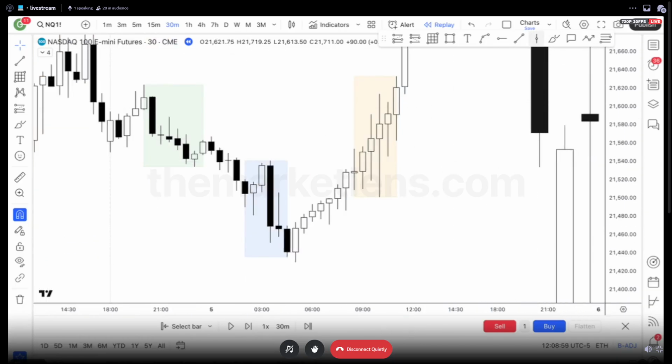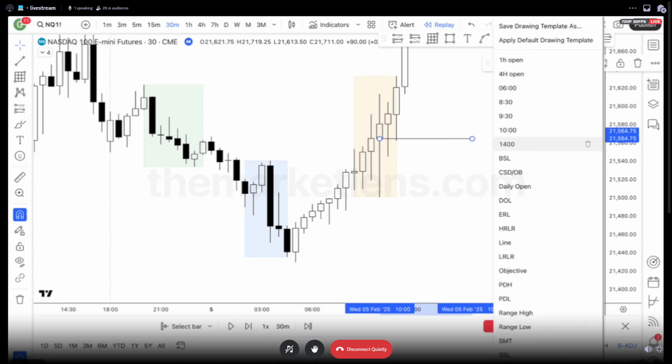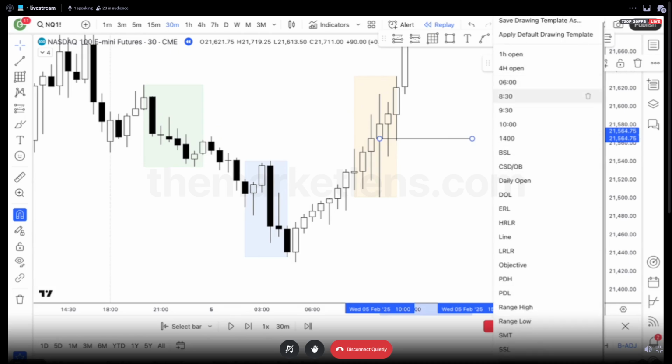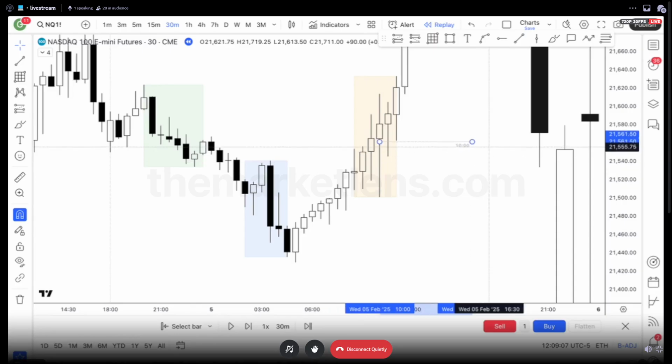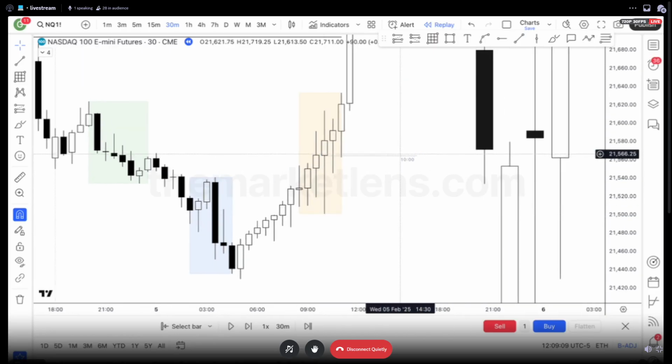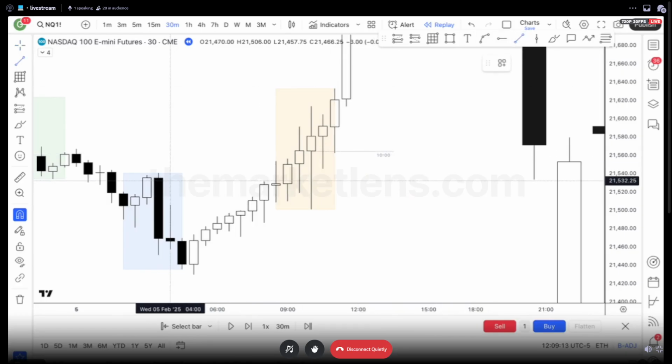But when I look at the 10 a.m. open that I look to trade, where is that at? 10 a.m. Remember, we have that swing point, right? When I come into the session, what do we have as well? The CSD.